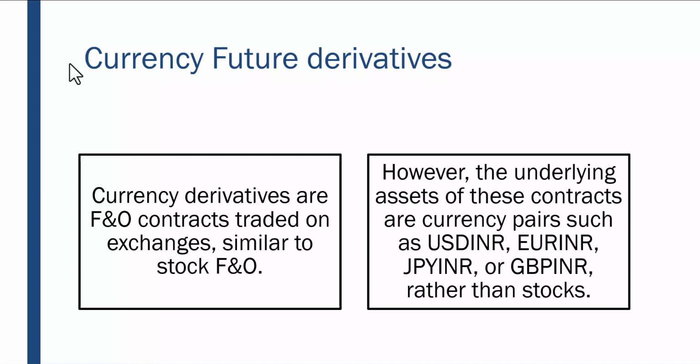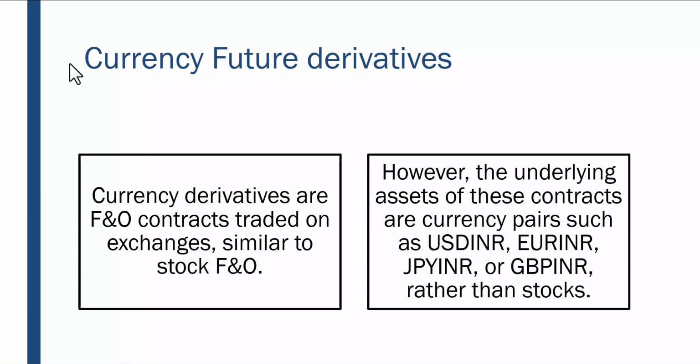However, the underlying assets of these contracts are currency pairs, such as USD INR, Euro INR, Japanese Yen INR, and Pound INR, rather than stocks. So the underlying are always pairs. Whenever we are talking about I want to buy dollars, my currency is rupees. From an Indian perspective, the currency pair will be the Indian rupee and the second currency will be a foreign currency.